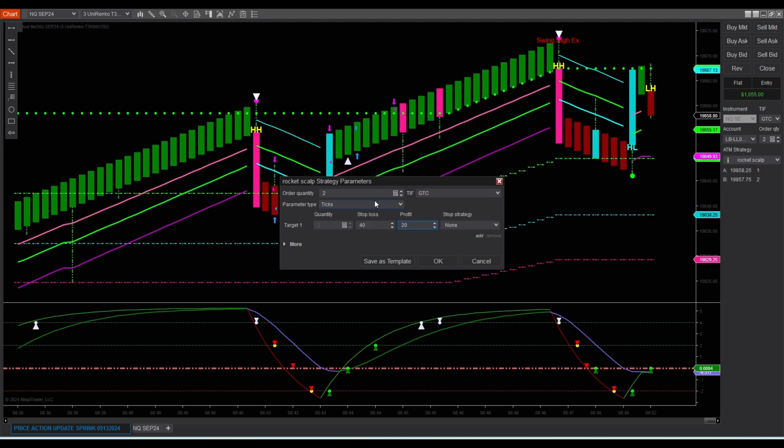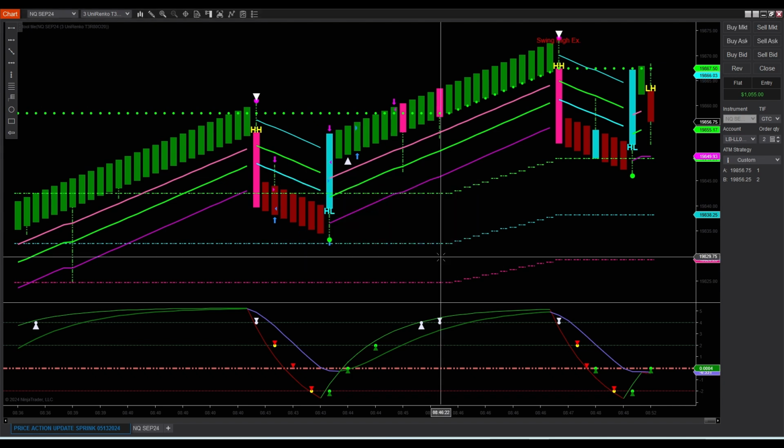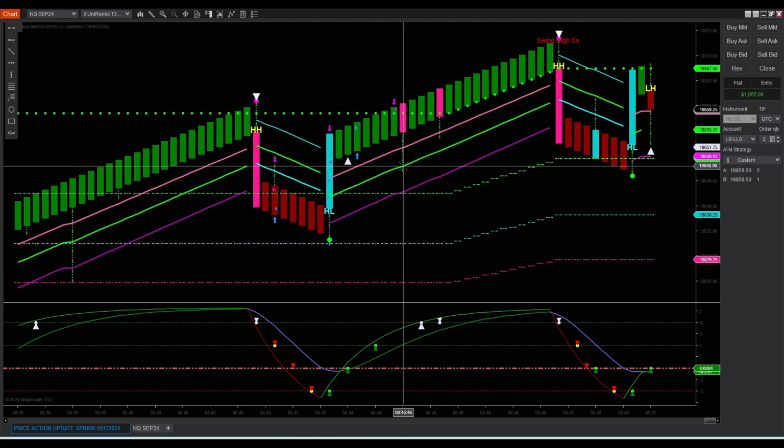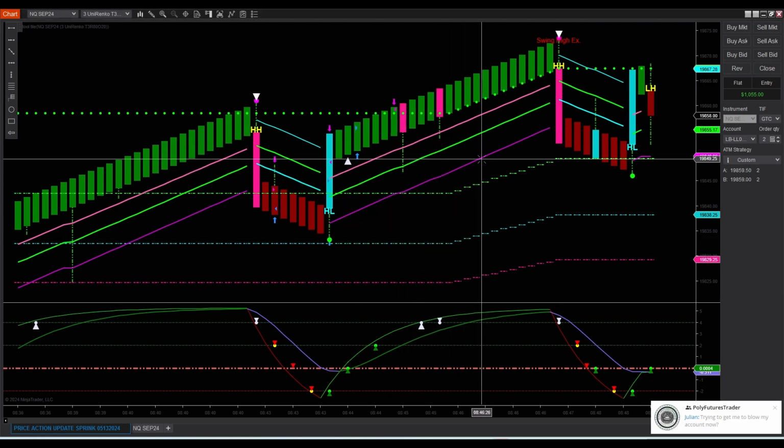20 tick take profit on 2 contracts, just in case we have to trade 20 ticks minimum with my funded futures. So 40, 20, 2 contracts. See if we can get some good setups and take some trades. Green, buyers in control, take the pullbacks, this pullback, this pullback. Put your stop right below these levels.